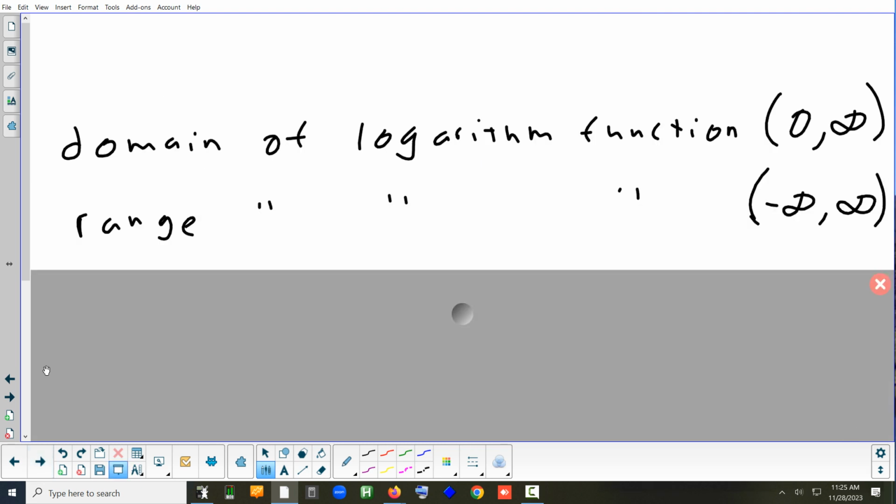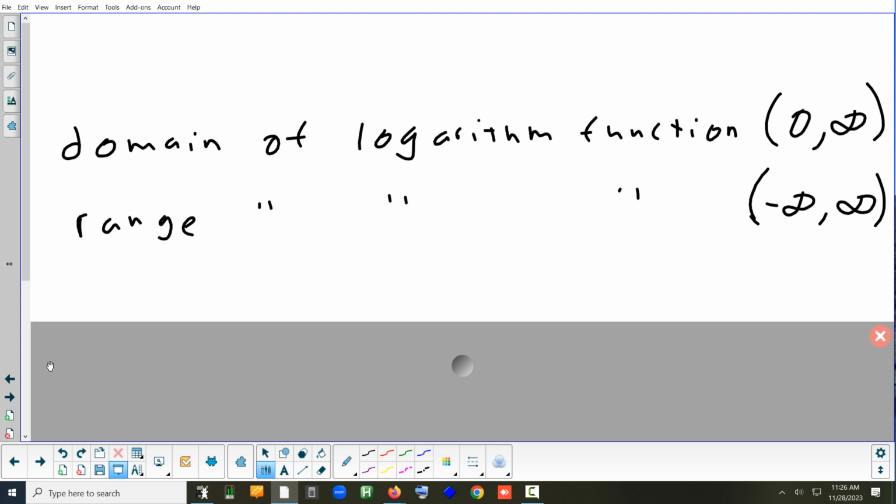So domain, 0 to infinity, range, all real numbers. If you do a transformation, will the range ever change? No. If it goes up and down forever, you can't change the range. But you could change the domain by shifting it left or right. Just to check for the infinity symbols, you put a bracket for those, right? No, you put a parenthesis because you cannot reach them. If you put a bracket, that means you could potentially reach that value, and it's not reachable.